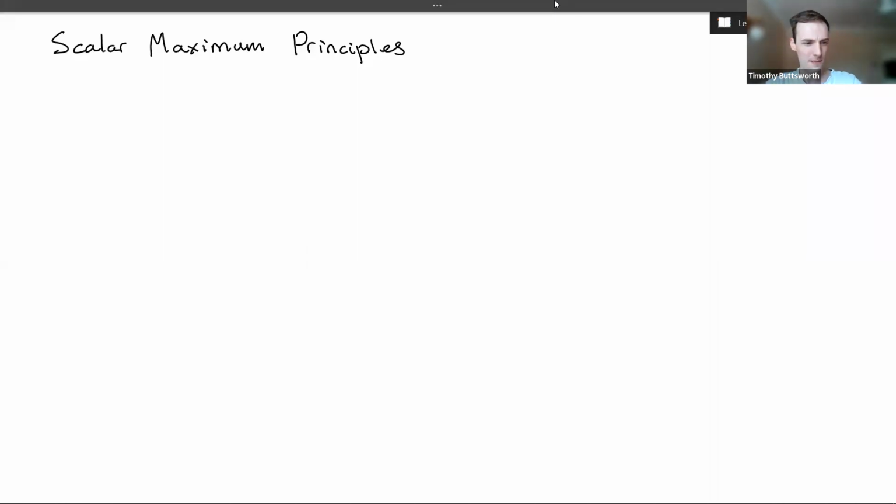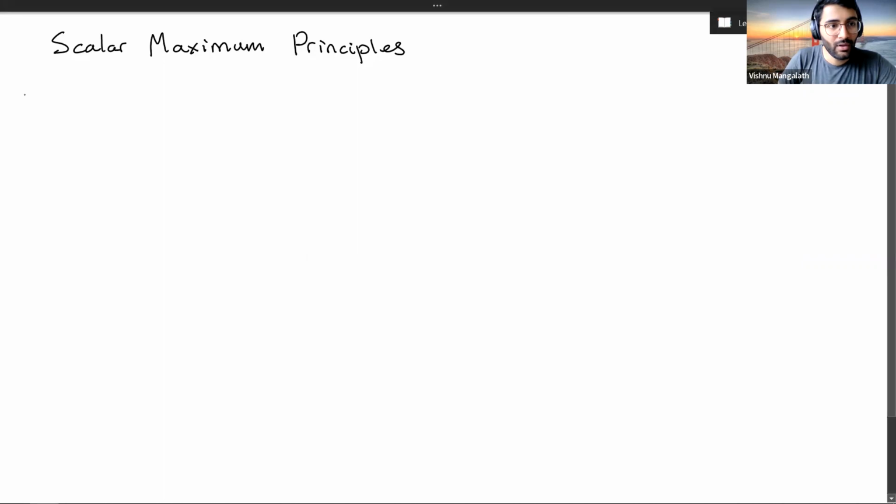Thanks, Vishnu. So I'm going to be talking about the maximum principles this week, following on from when I talked about evolution of curvature quantities 2 weeks ago. So I'll start by just proving the weak maximum principle and then stating the strong maximum principle, and then I'll look at some applications. Okay, so let me just do the statement. This is the weak maximum principle.